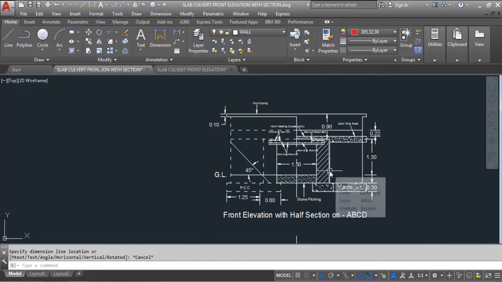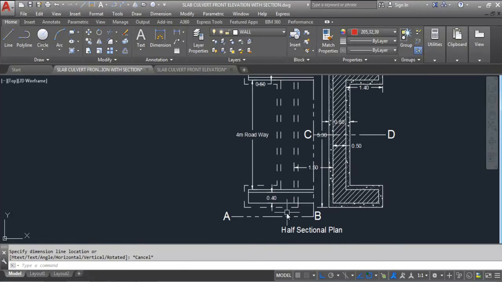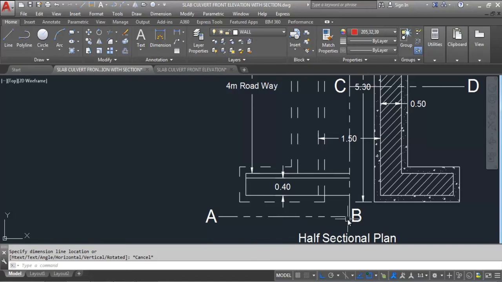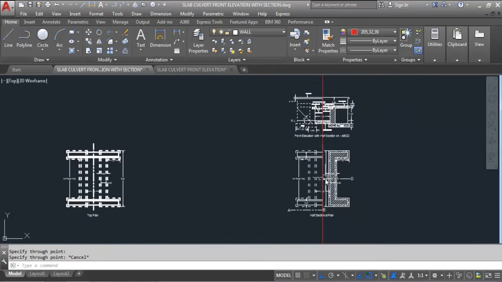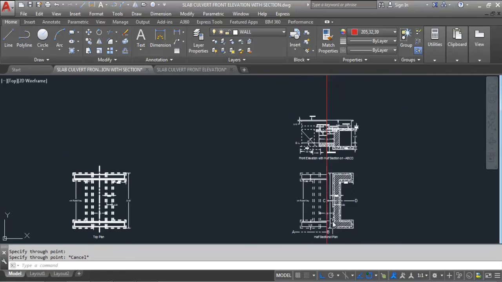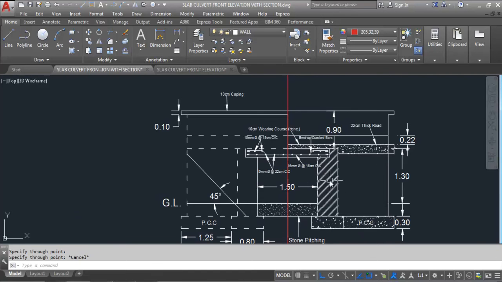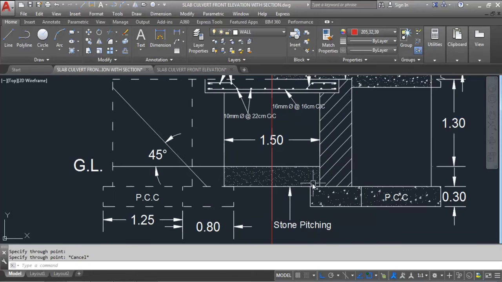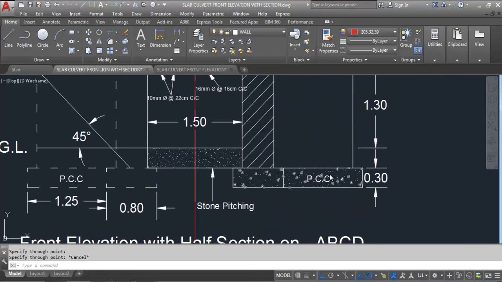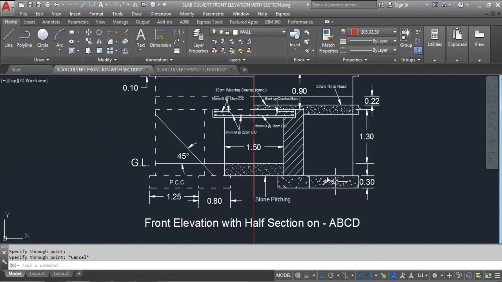So here, this is the section line. So from this line, we'll see the section from here. So on this side we'll see the section. So hope you understand. This is the PCC. Width of PCC is 0.3 meter.